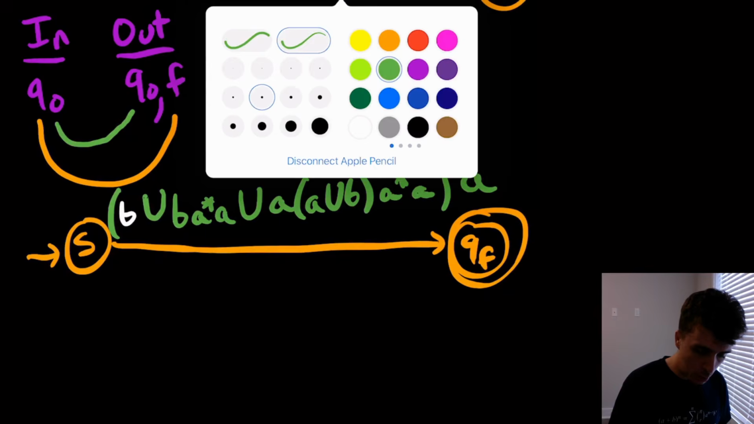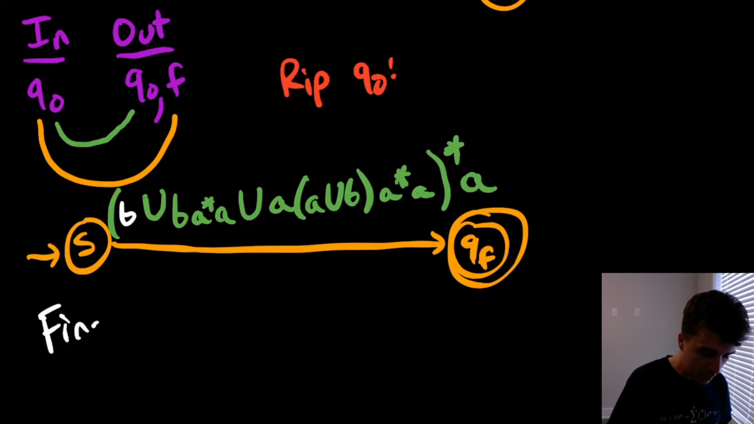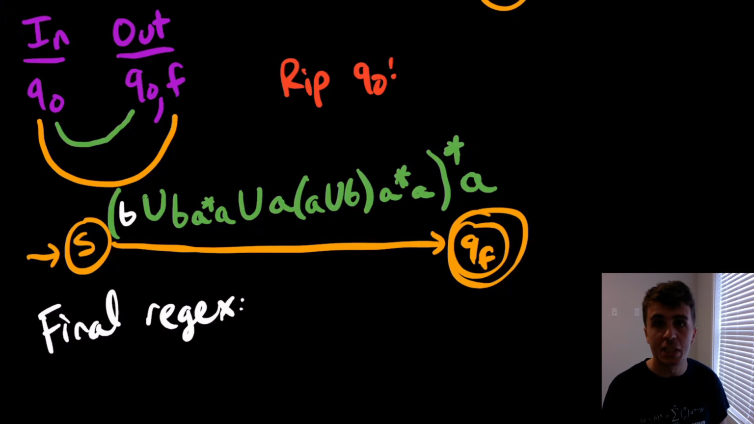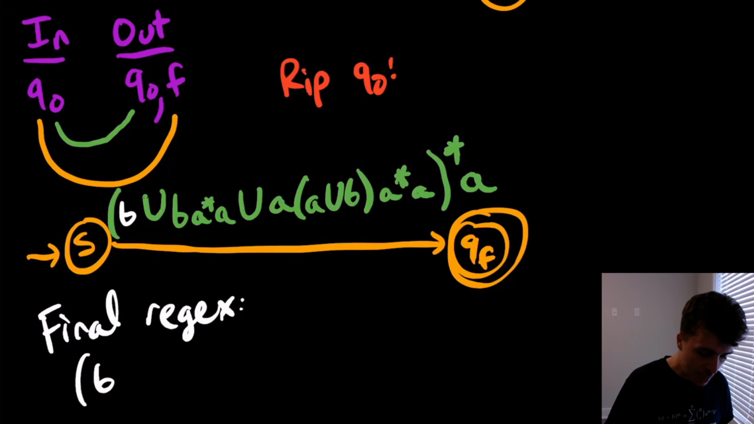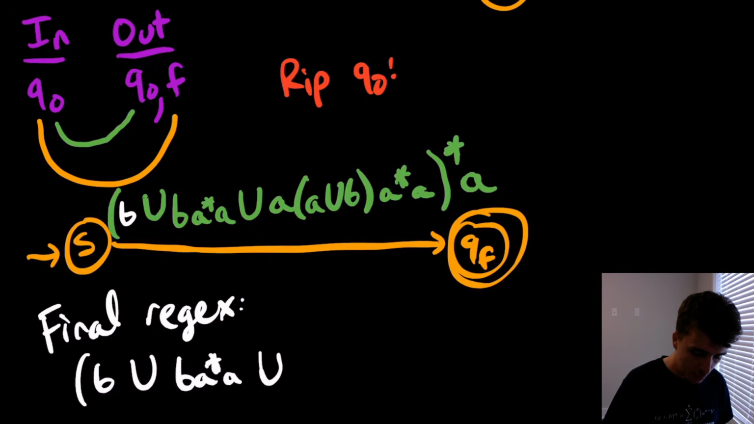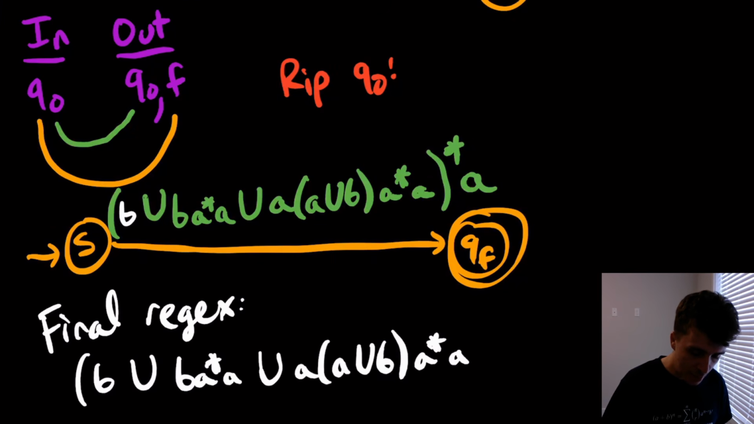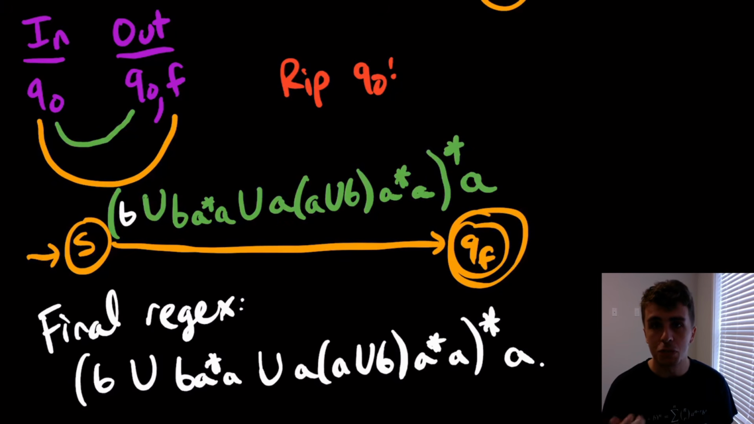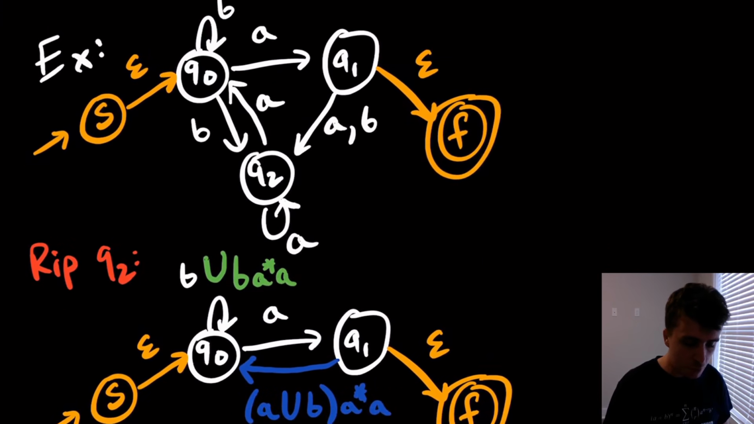So therefore, the final regex for this choice of ripping states in this particular order happens to be B union B A star A union A union B A star A, whole thing star, A. So even this really tiny example actually makes the regex quite big. But I hope this was relatively straightforward to go through.